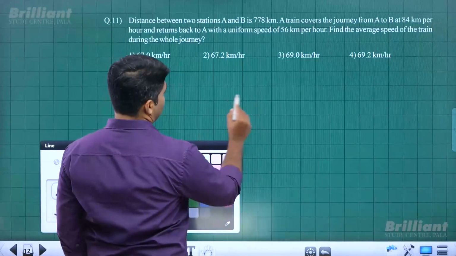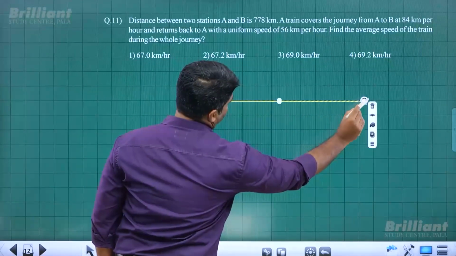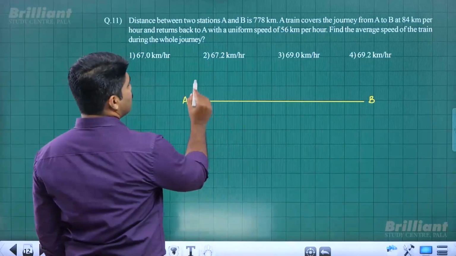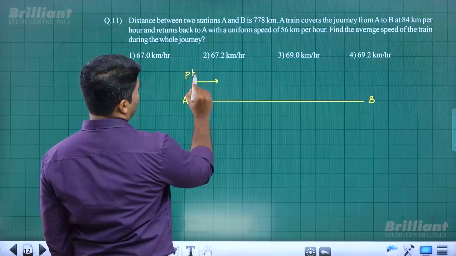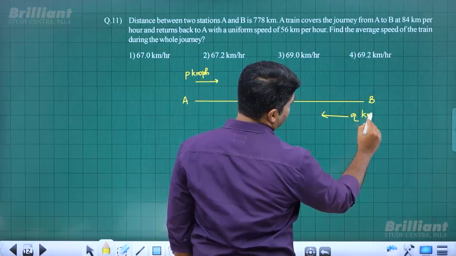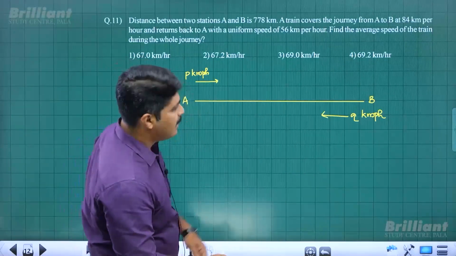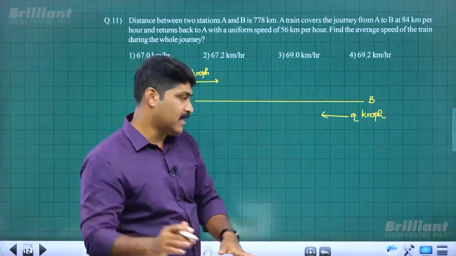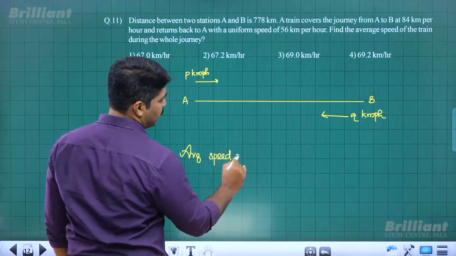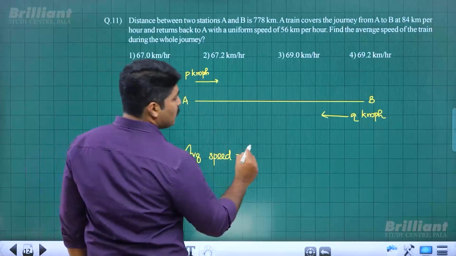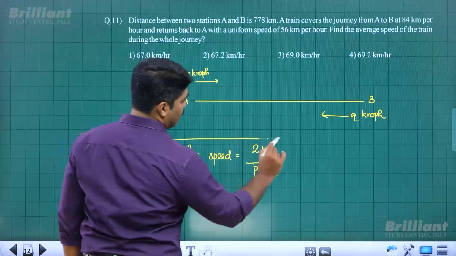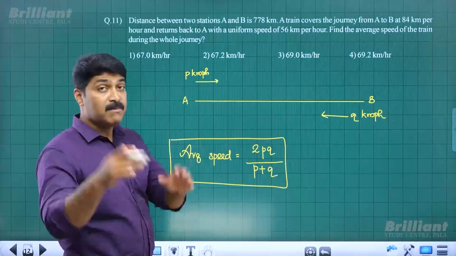While considering such a question, we just consider a distance here. It's based on a basic result. Here, two points, A and B. If a person travels from A to B at P kilometer per hour and the return journey at Q kilometer per hour, it's irrespective of the distance between these two points. At any distance, if you need to find the average speed in such a to and fro journey, this average speed is nothing but 2PQ divided by P plus Q. It's a standard result.